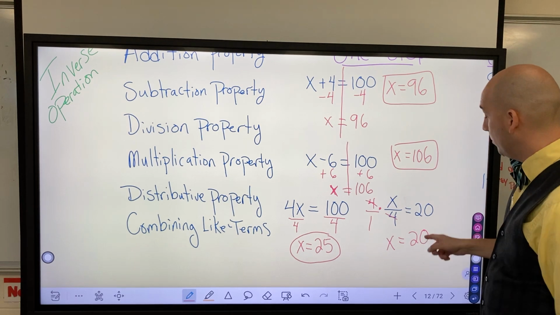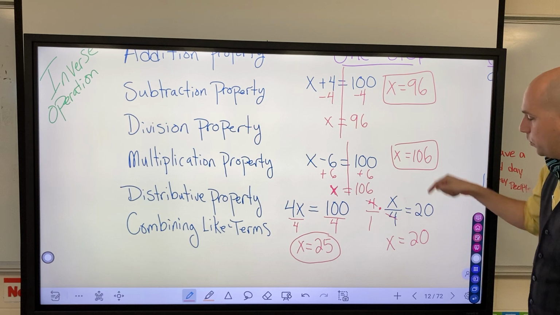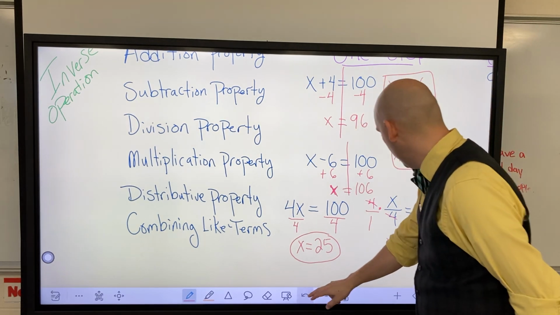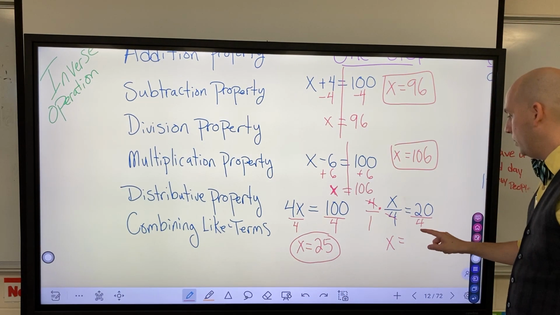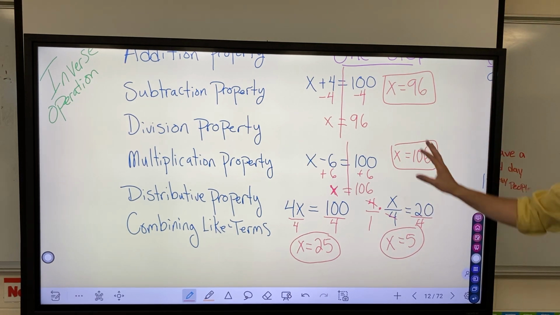Oh, I messed up because, see, I only divided this side by 4. You have to divide both expressions by 4. So we're going to go backwards. We're going to fix that. We're going to divide 20 by 4, and we will get 5. Okay? So these are our answers for one-step equations.